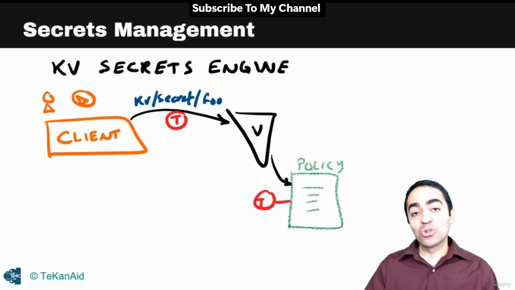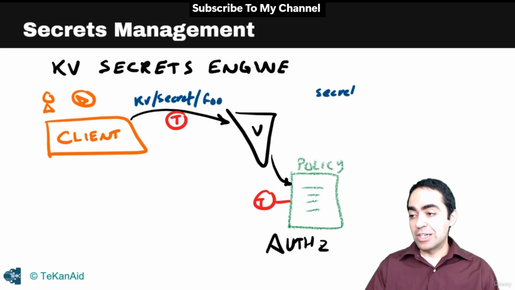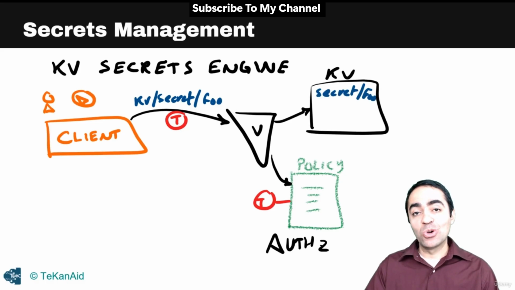This token is associated with something called a policy, and this policy is the authorization mechanism into Vault, which basically tells Vault whether this token and the owner of this token is allowed to retrieve the specific secret at this specific path, whether they're allowed to read it or write or create and so on. So in this case, they're allowed to read the secret at the path secret/foo in the KV secrets engine.